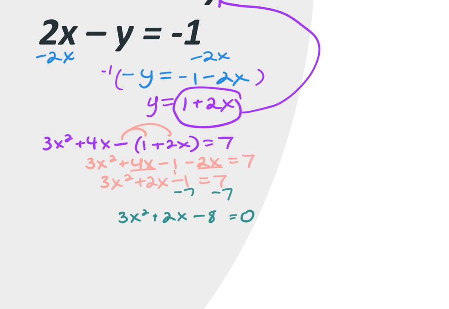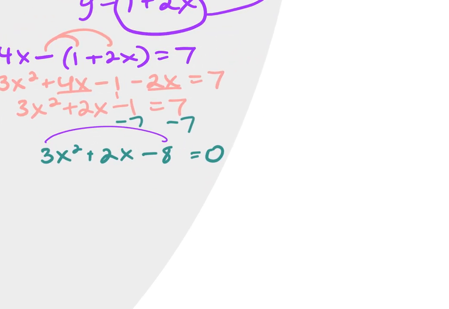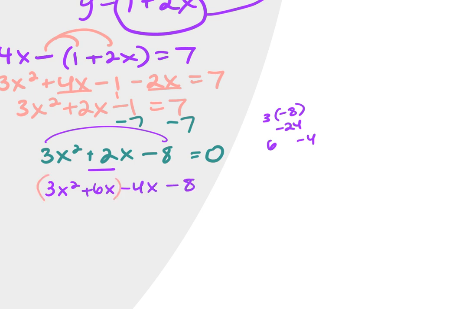And we factor. So you can do first times last here. 3 times negative 8 is what? Negative 24. Good. Factors of negative 24 that sum to positive 2. 6 and negative 4. Good. Plug those in. And then factor by grouping.